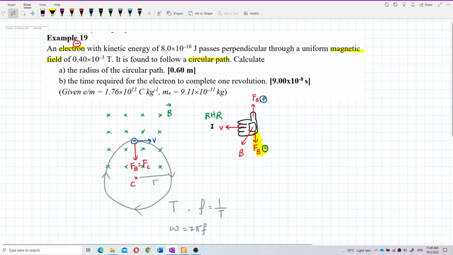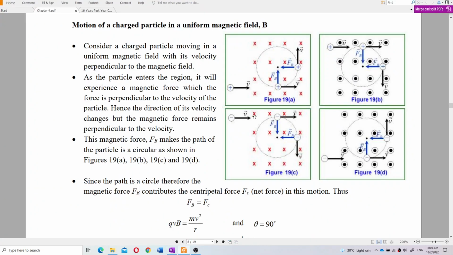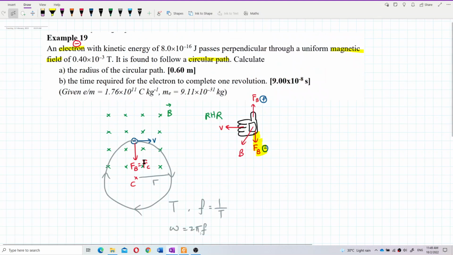So okay, is that correct for my diagram? Referring to the notes, if a magnetic field goes into the paper, the negative charge is clockwise. Is it correct? Yes, you see, the magnetic field goes into the page, and the electron is clockwise. So my assumption is correct. Okay, it's clockwise.